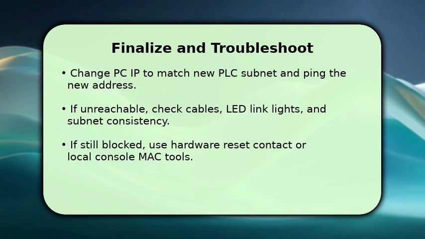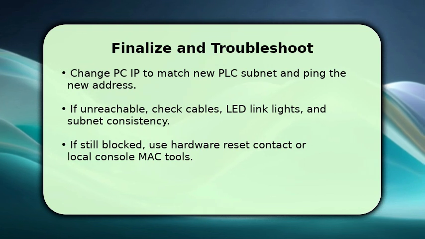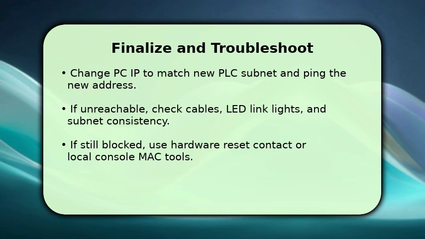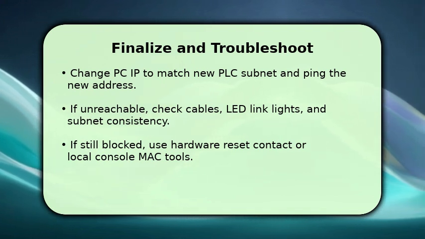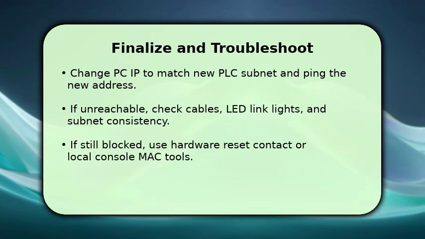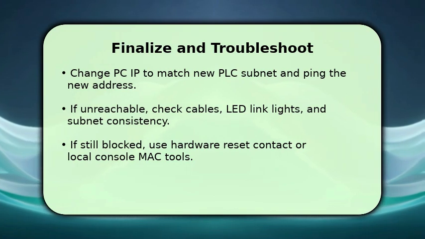These are common causes. If the PLC won't accept the new IP, you can use the hardware reset procedure or Siemens MAC-based recovery utilities to restore communication. Only perform factory resets as a last resort because that will erase user data. Keep a backup of original settings.